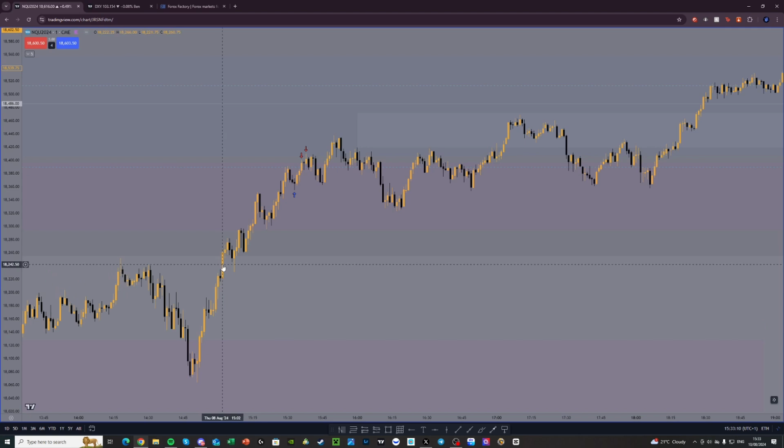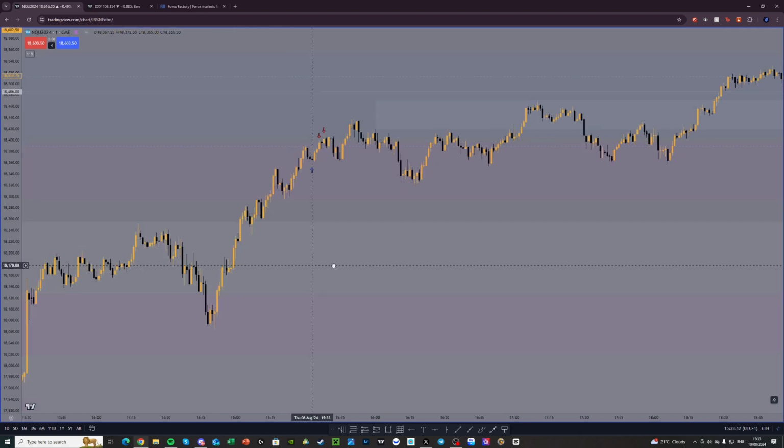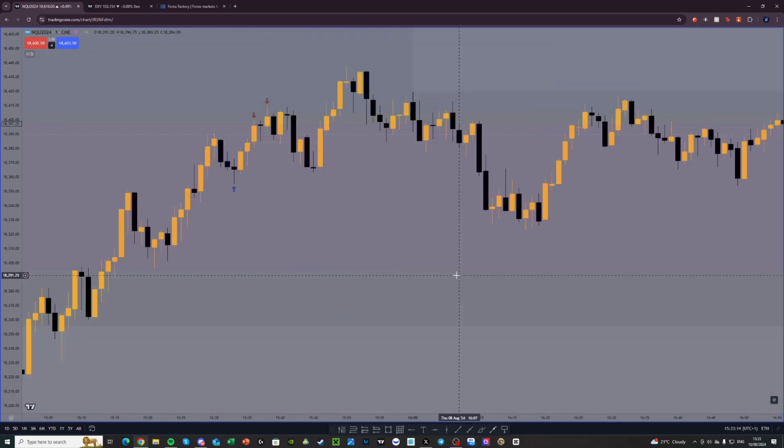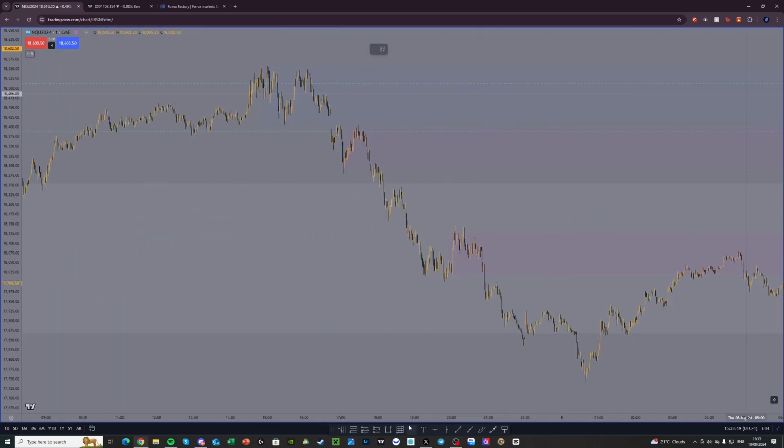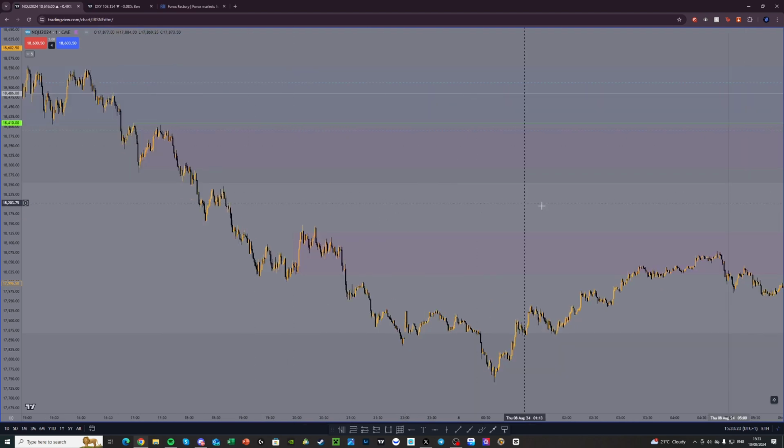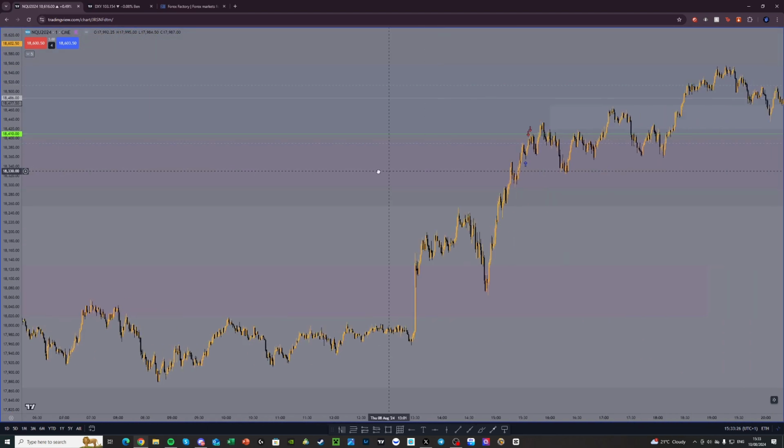So this was the optimal place to buy, but I missed that. So we are aiming for, let me put a line on it, this green line. This is our target.